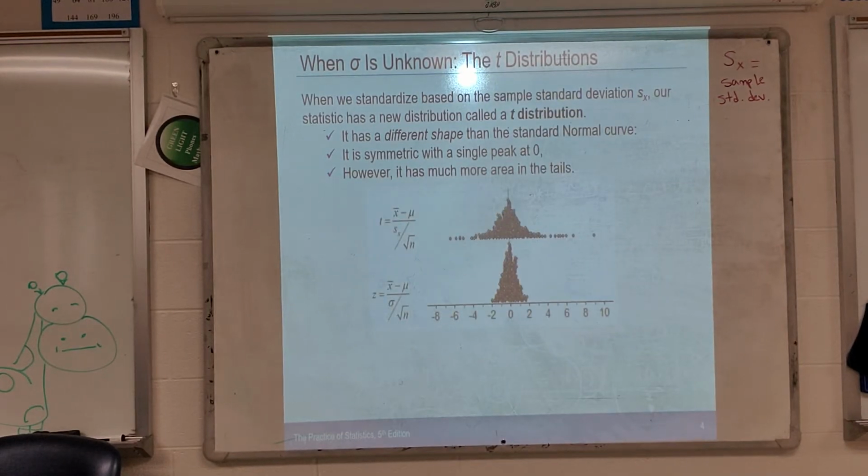Okay? Here's the t versus the standard normal. You can see there's a little more area in the tails. There's a little bit longer tails too. But it is pretty symmetric. It kind of looks a lot similar to the standard normal. So, like any standardized statistic, t tells us how far x bar is from the mean mu in standard deviation units.